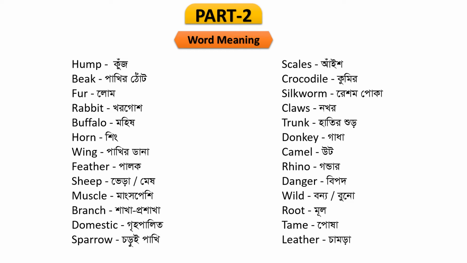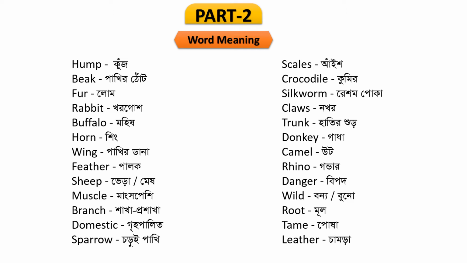Danger means বিপদ. Wild means বন্য অথবা বুনো. Root means মূল. Tame means পোষা. Leather means চামড়া.